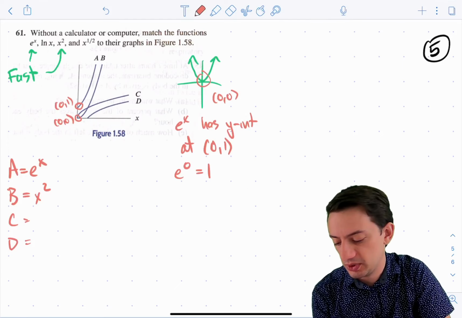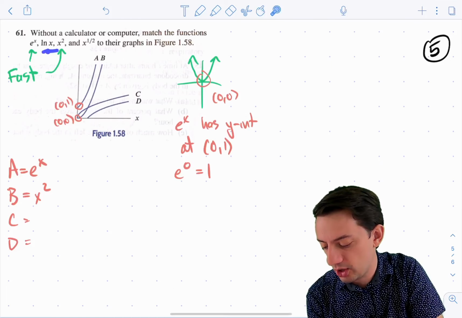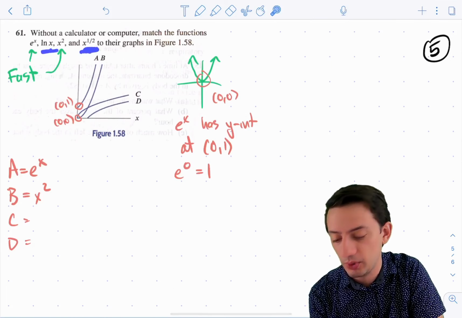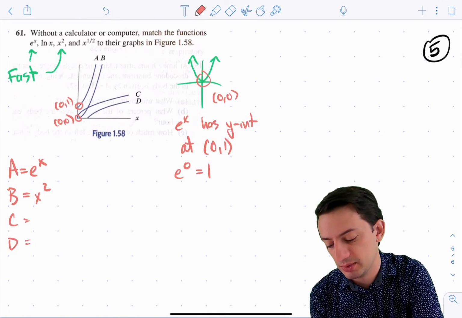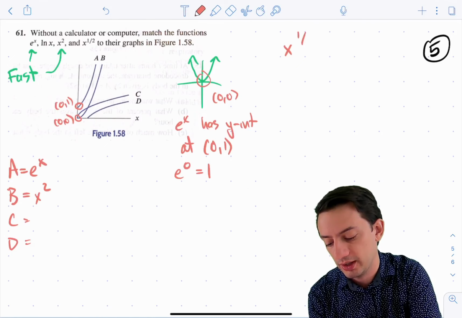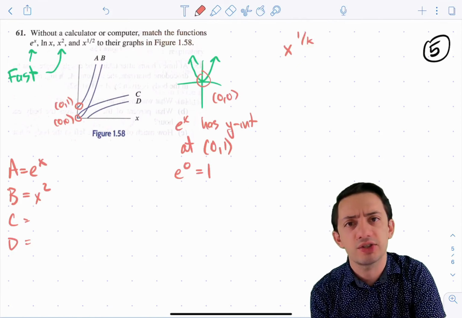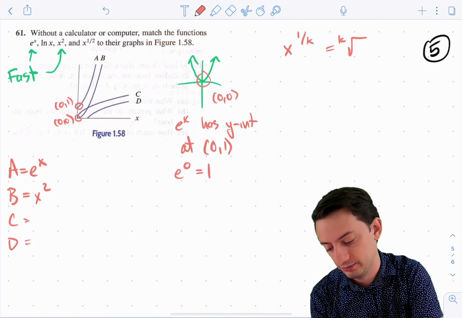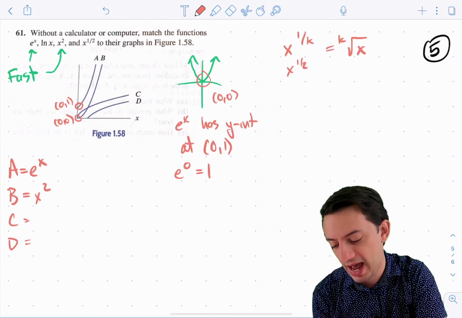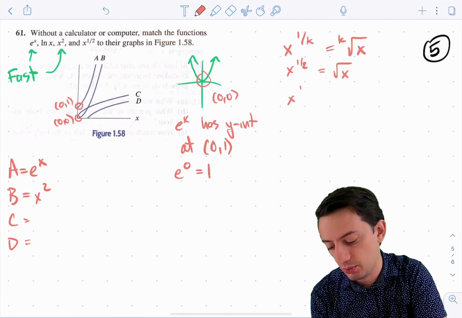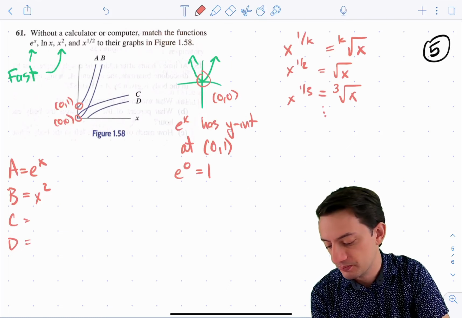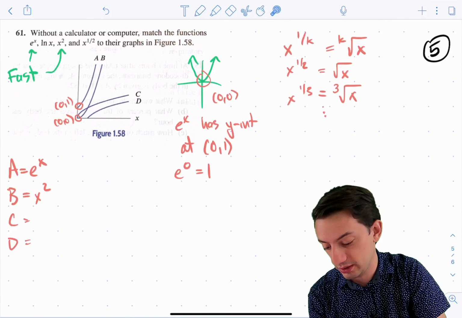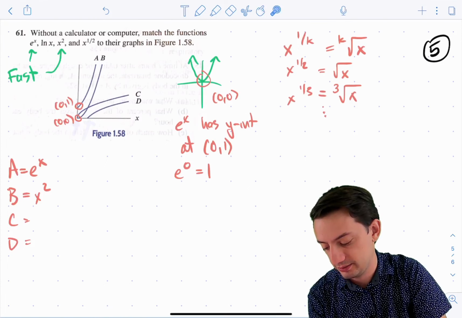We'll use the same kind of analysis with the other two. We're trying to decide between natural log of x, which grows kind of slow, and x to the 1/2, that's the square root of x, which also grows slow. So let me remind you, whenever you see something like x to the 1 over k, that's just another way to write the kth root of x. So x to the 1/2, that's the square root. X to the 1/3, that's the cube root, and so on. So they both grow slow, but their difference is that c crosses at the origin right here, whereas d doesn't.